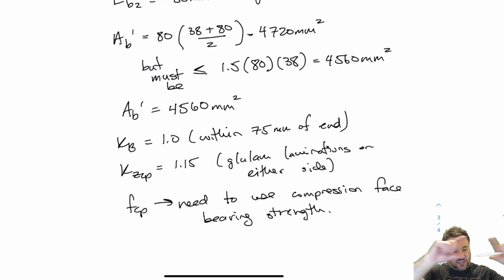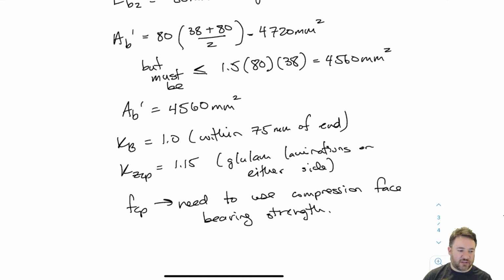I mean, unless you're continuous over support, obviously. But anyway, I would usually just use whichever strength for the face that I am applying to. But in this case, obviously, I have two faces. So which FCP do I use? I use the compression face one. And the reason is because that's the lower bound of the two.